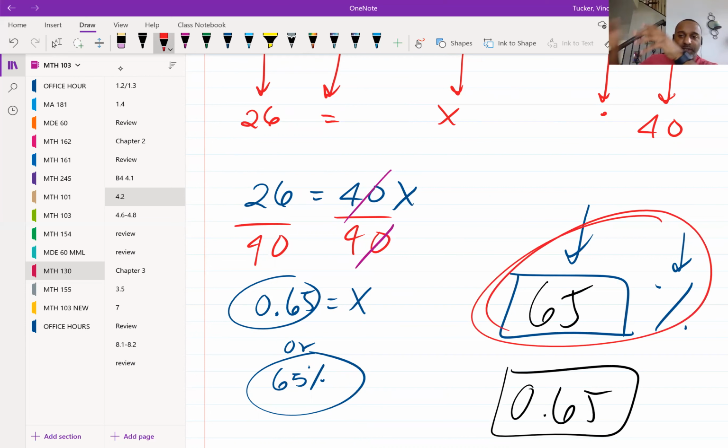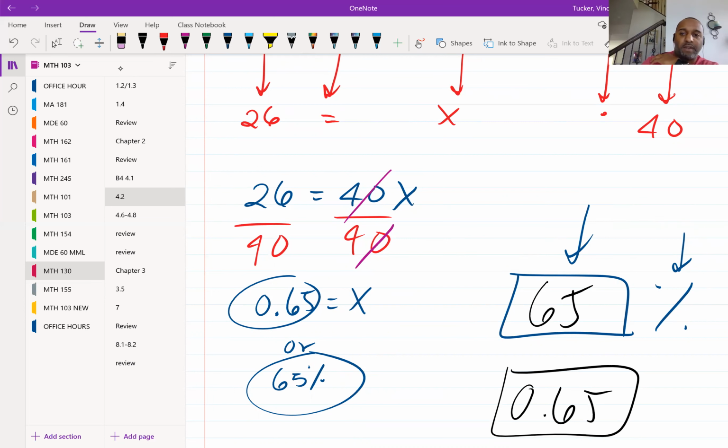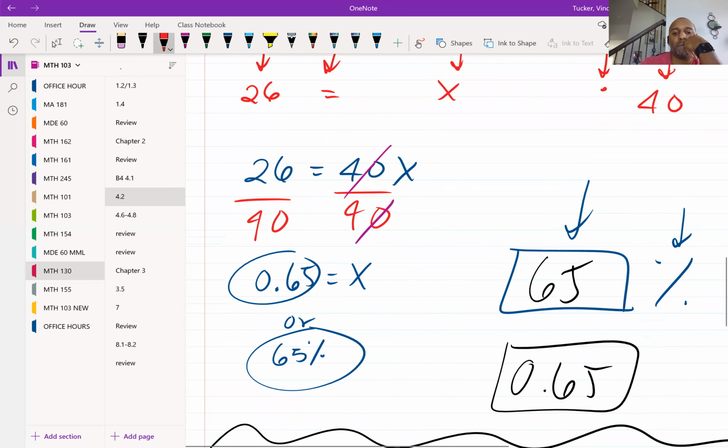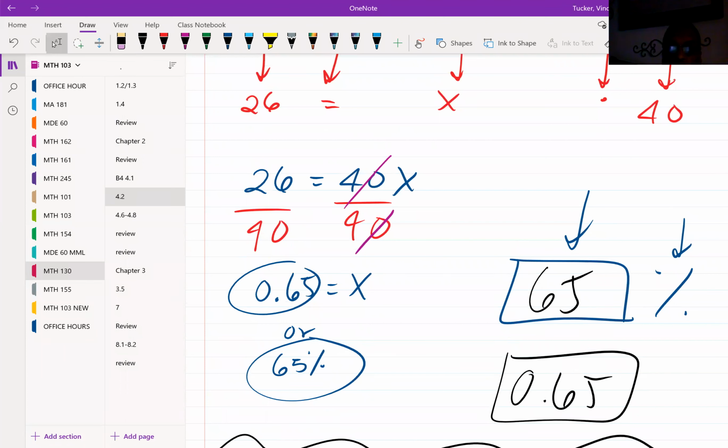So they could ask for it like this. They may have a box and have a percent on the outside, and you'll put 65 in the box. But whatever way they ask for it, just make sure you're paying attention to the directions. Either one of these answers are fine, either 0.65 or 65%. And like I said, MathLab will let you know which one of those answers it actually wants. And they could switch from problem to problem, so you've got to pay attention to the directions. Everybody good? Questions?